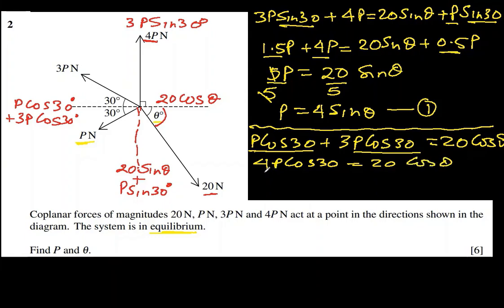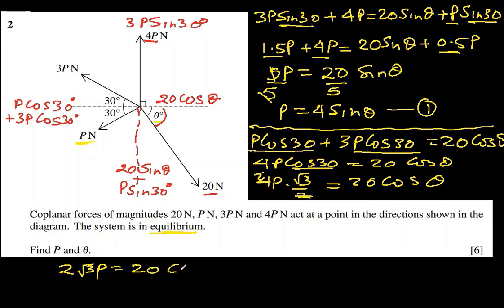Again, we can divide both sides by, rather let's evaluate cos 30 first. Cos 30 is square root 3 over 2. So 4P times square root 3 over 2 equal to 20 cos theta. 2 and 4 cancel. So we are left with 2 square root 3P equal to 20 cos theta, and 2 again can be got rid of. So we get square root 3P equal to 10 cos theta.